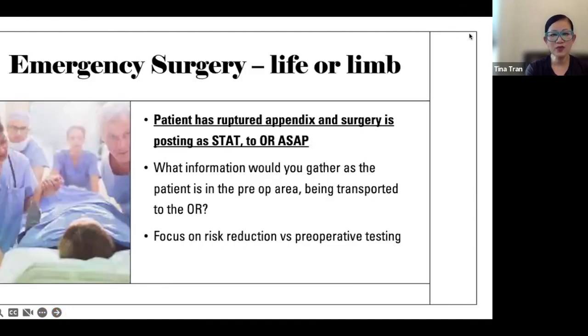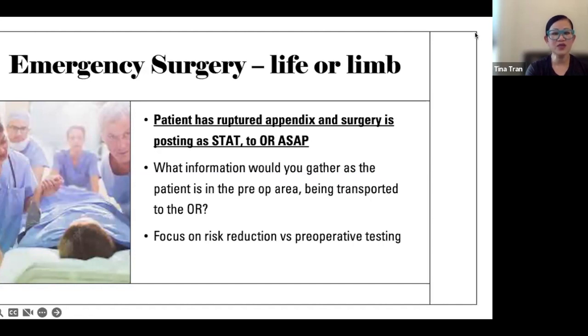What if you didn't have that time to fully interview and examine the patient and you need to go into the OR stat? For example, a patient who has a ruptured appendix and surgery is posted stat, the patient is in the ER but coming straight up to the OR as soon as possible. The surgery needs to go because it's life or limb. If it ruptures, there's possibly life-threatening sepsis.